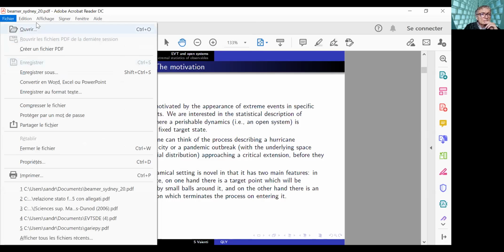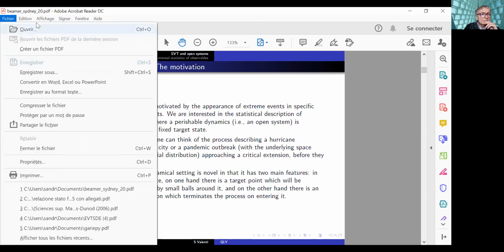Okay, so I will speak about two recent papers. The first is called Targets and Holes, and mostly we speak about it. And if there's some time left, I will speak about another paper with my co-authors, which is called Extreme Value Theory for Observations. Okay, so let's start with the first one.